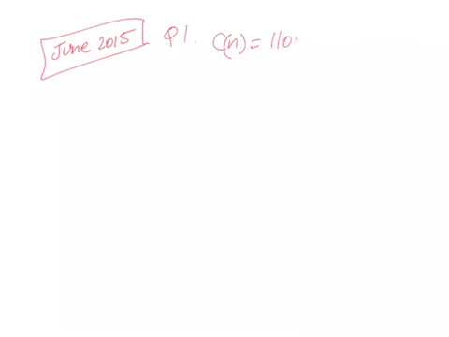All right. Next question. Our next question is June 2015, question 1. It says the cost of airing a commercial on television is modeled by the function Cn is equal to 110n plus 900. And they've stated that n is the number of times the commercial is aired.